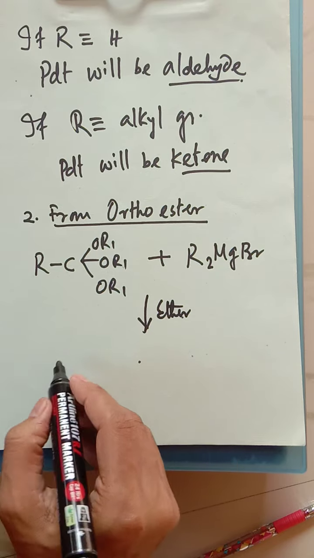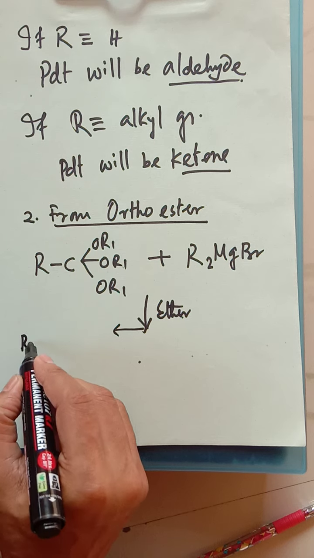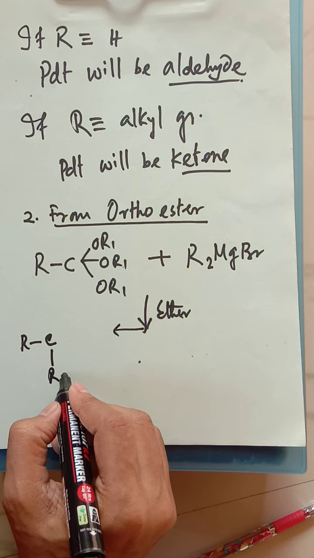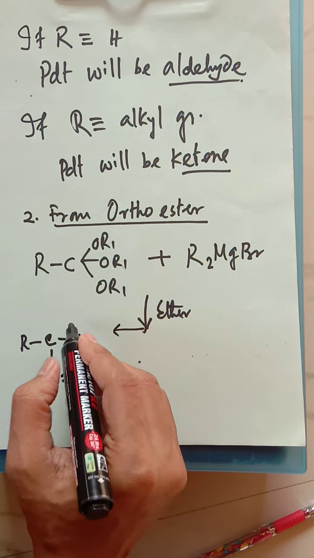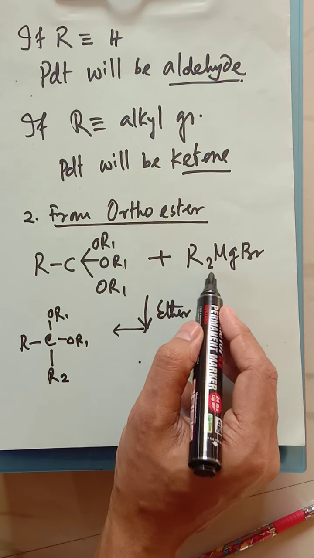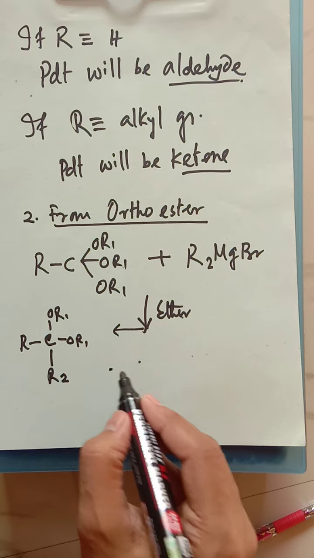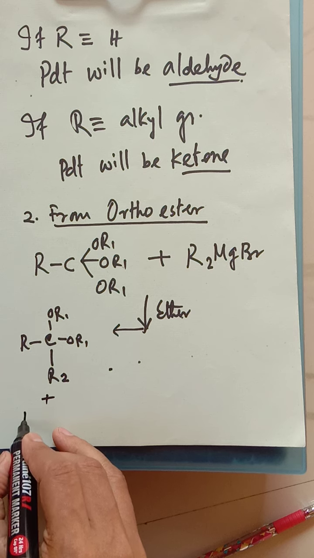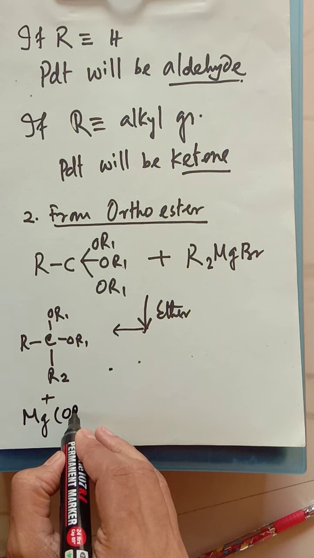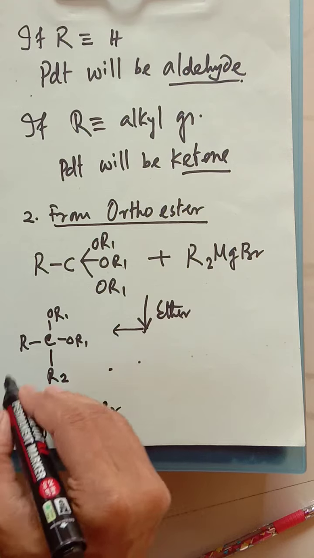So ultimately the result will be, I am writing over here, R C R2 OR1 and OR1. So one OR1 is replaced by this R2. Along with it the side product will be Mg, with this OR1 attached to the MgBr, forming this product. This is the side product.